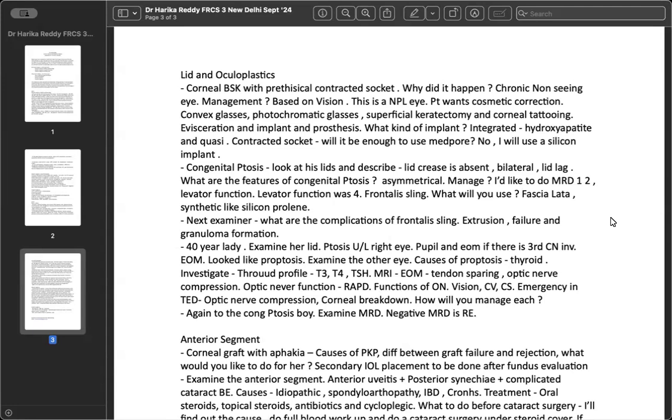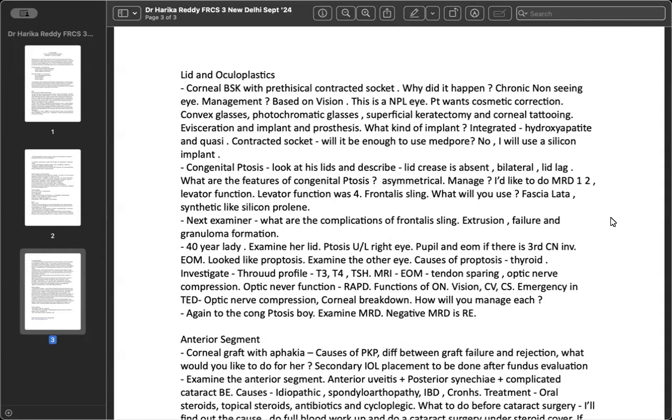I told him that for contracted socket, you always start with glasses and then go on to evisceration, prosthesis and everything. So I told him I'd give convex glasses, then give photochromatic glasses for cosmetic appearance. And you can do superficial keratectomy for BSK and corneal tattooing. And if the patient is not happy with all this because it's a contracted socket, I told him I would do evisceration.